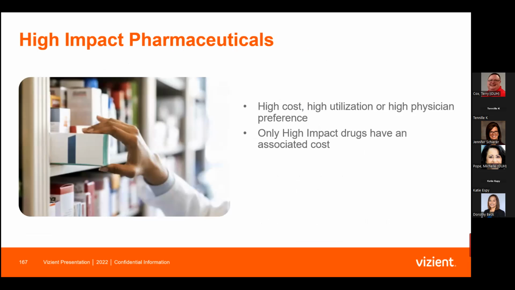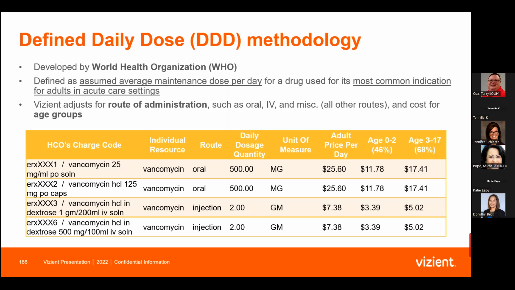So now we're going to talk about the pharmacy category. So in general, all the drugs are mapped to the different buckets. In addition to that, we have what we call high impact drugs. And high impact drugs we define as extremely expensive, highly utilized, or they have a high physician preference. And again, those are the only drugs that will have a dollar amount associated with it, just so you can track utilization. And then this is the defined daily dose that we use from the World Health Organization.